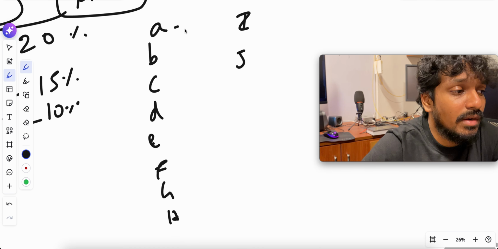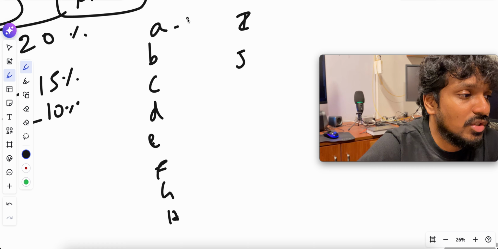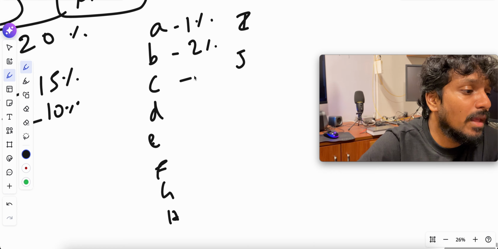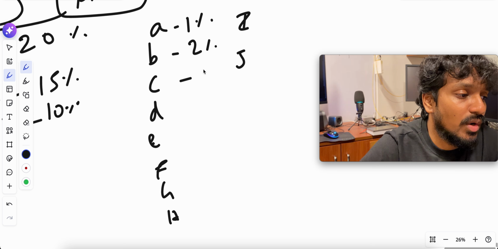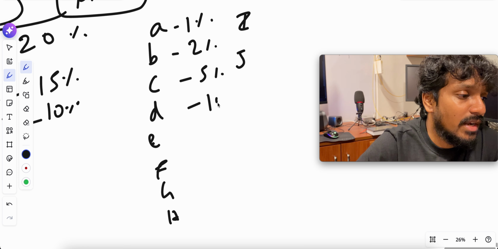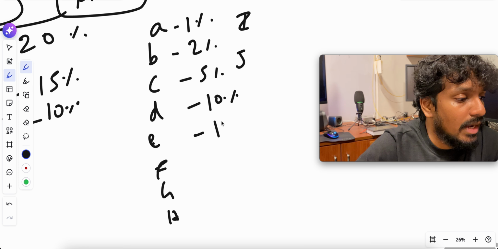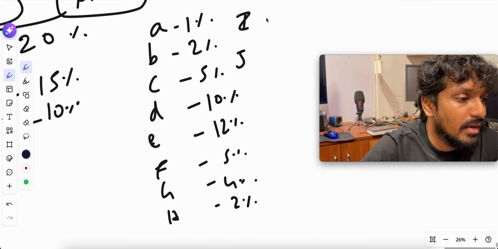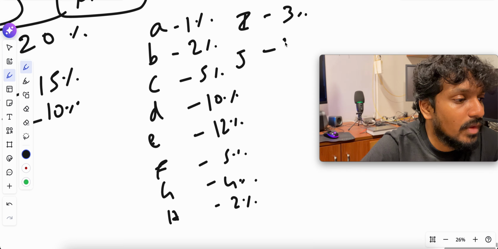Okay, so here for asset A, I just got a return of 1%, and for asset B, I got a return of 2%, and for asset C, I got a return of, we can assume, 5%, 10%, 12%, 5%, 4%, 2%, 3%, 4%.